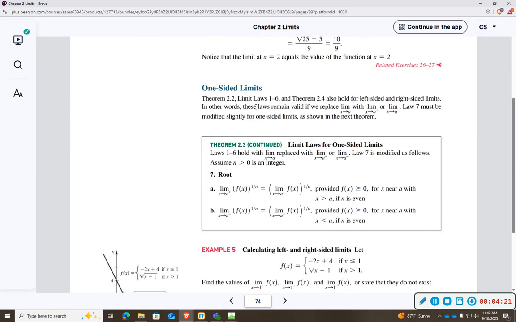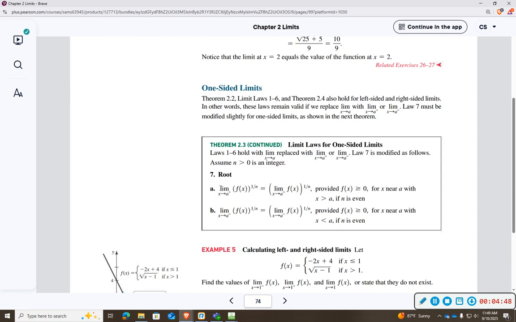Then we remind you of left and right sided limits, so one-sided limits. So the limit laws for one-sided limits. When you're doing a root, we're looking at left and right side because we have to have an integer when we're doing roots. So it says laws 1 through 6 hold with limits replaced with the limit from the left or the right side, and it's modified by the following.